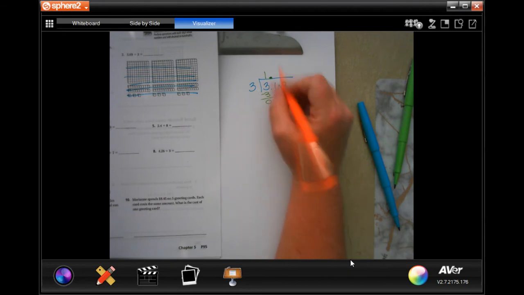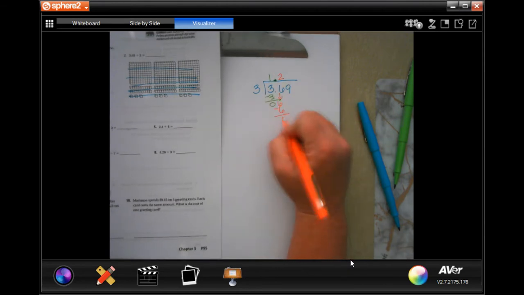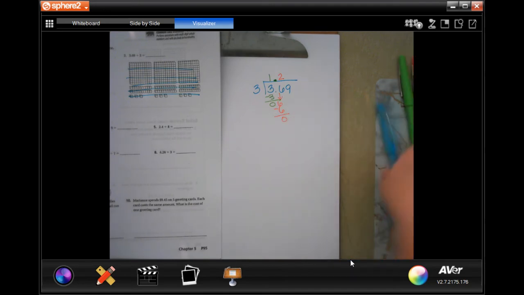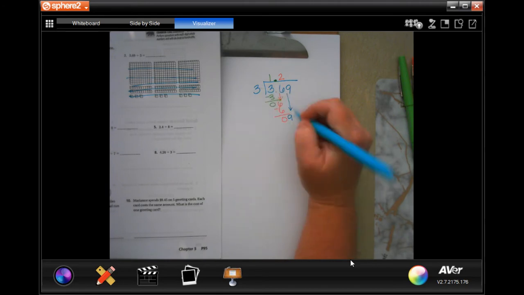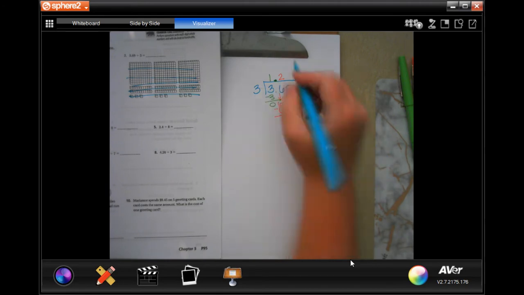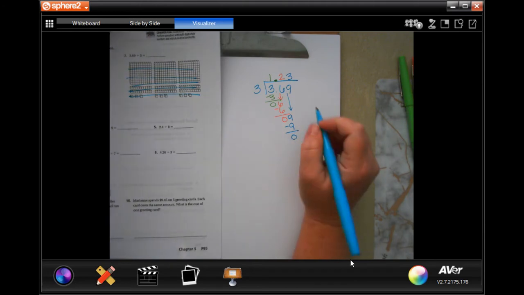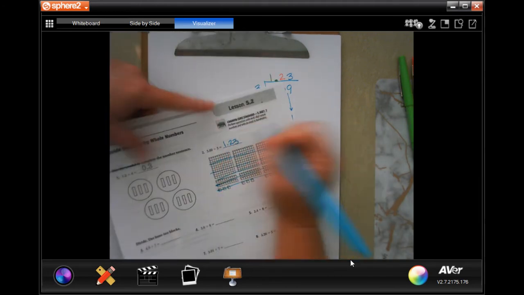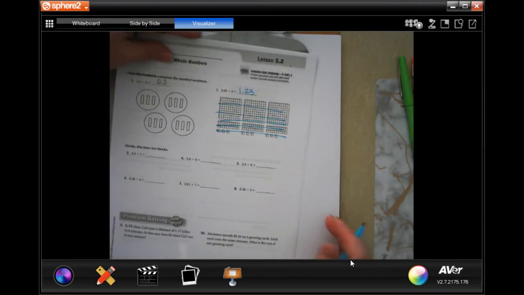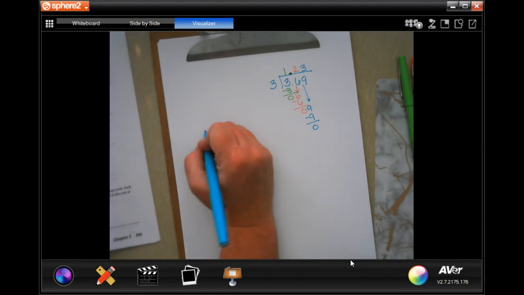3 goes into 6 2 times. 2 times 3 is 6. Subtract is 0. Again, 0 is definitely smaller than 3, so I can bring down my 9. 3 goes into 9 3 times, 3 times 3 is 9, subtract, get 0. So my answer over here is going to be 1.23.